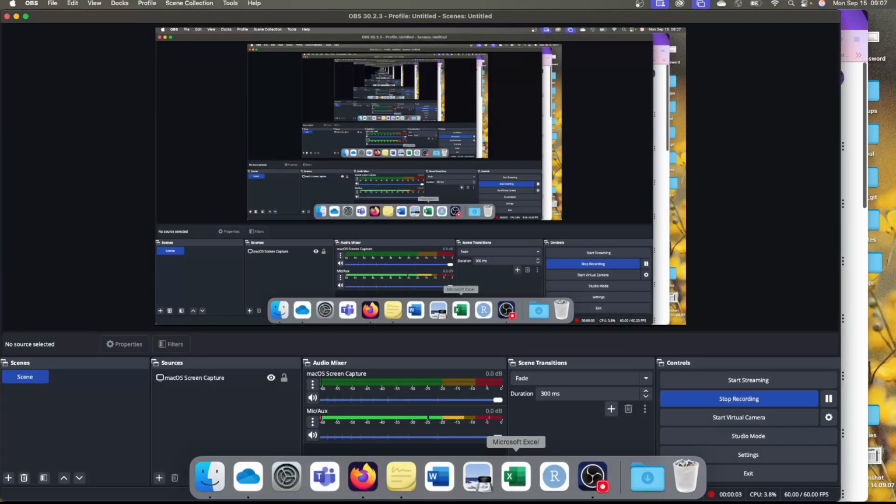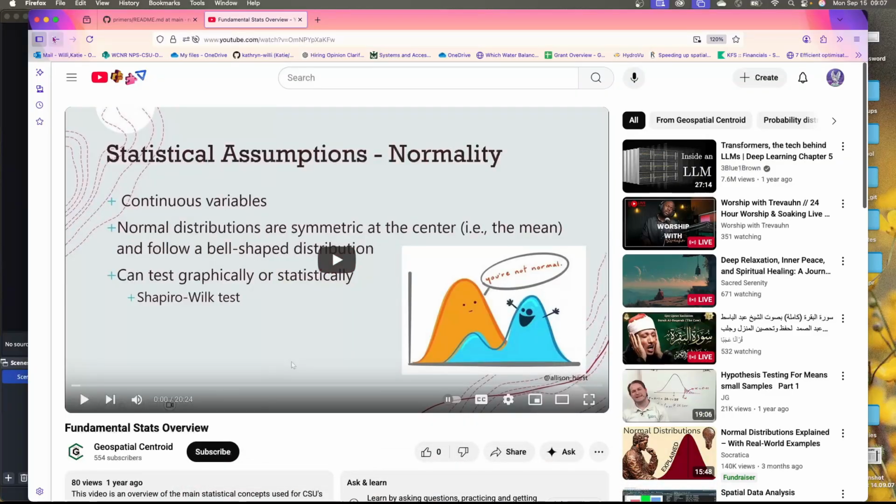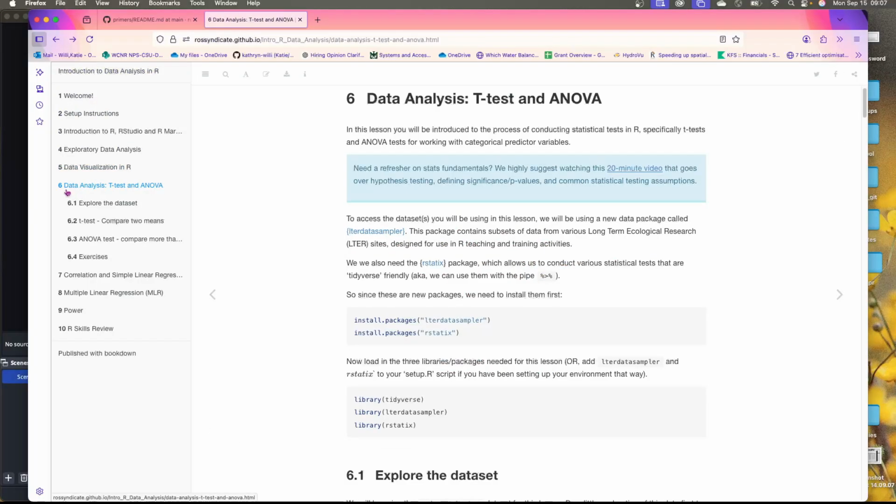All right, so this week we are going to be working through chapter 6, data analysis: t-tests and ANOVA. These are two statistical tests that you use when you're trying to compare the average across multiple groups. So if you have two different groups of data that you want to say is one statistically significantly different than the other, if you've only got two groups, you're going to use a t-test. If you have more than two groups, you're going to use ANOVA.